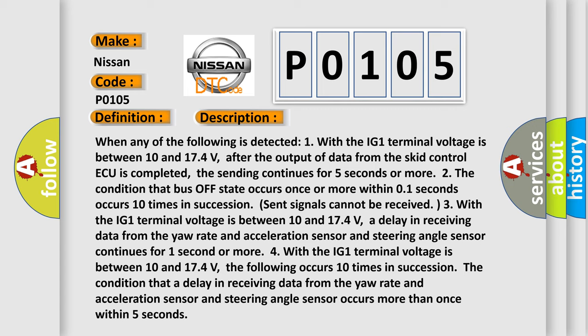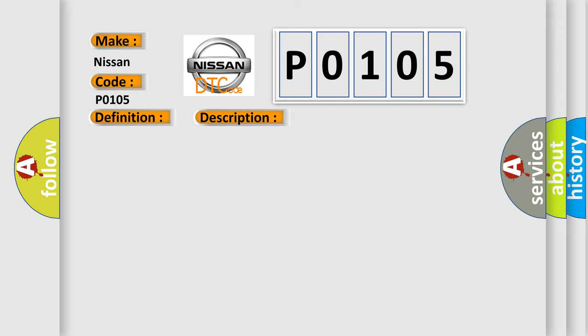3, with the IG1 terminal voltage between 10 and 17.4 volts, a delay in receiving data from the yaw rate and acceleration sensor and steering angle sensor continues for 1 second or more. 4, with the IG1 terminal voltage between 10 and 17.4 volts, the following occurs 10 times in succession: the condition that a delay in receiving data from the yaw rate and acceleration sensor and steering angle sensor occurs more than once within 5 seconds. This diagnostic error occurs most often in these cases.